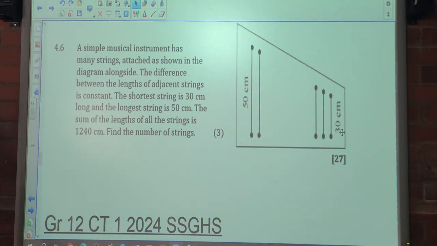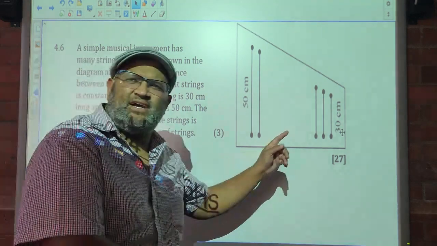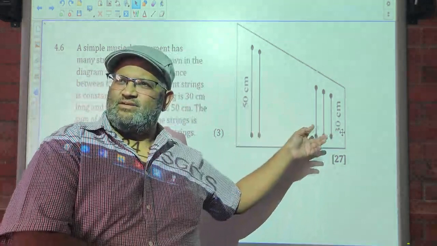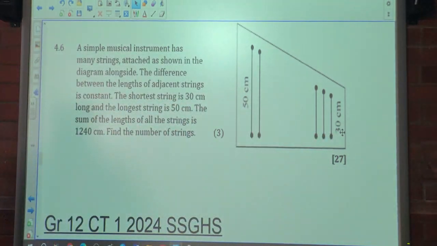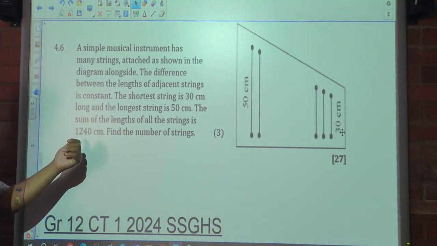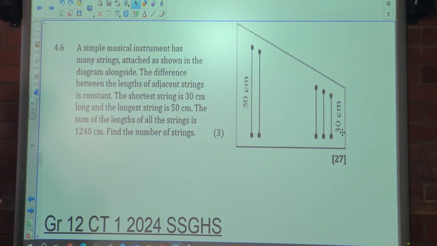We are told that a simple musical instrument has many strings attached as shown in the diagram alongside. The difference between the lengths of adjacent strings is constant. The shortest string is 30 centimeters and the longest string is 50 centimeters. What do we notice here? We have the first and the last. The sum of the lengths of the strings is 1240. Find the number of strings. So we know this is Sn.